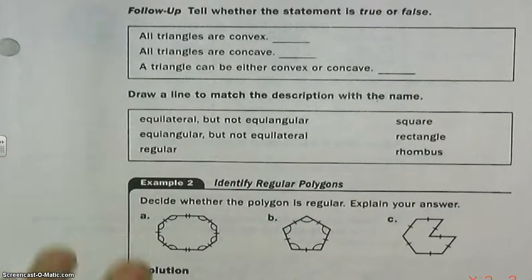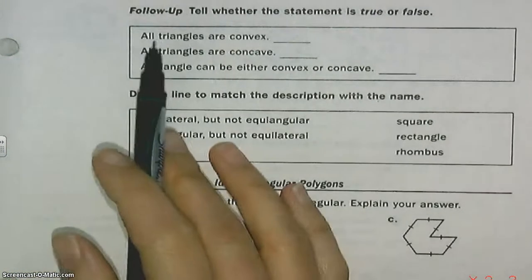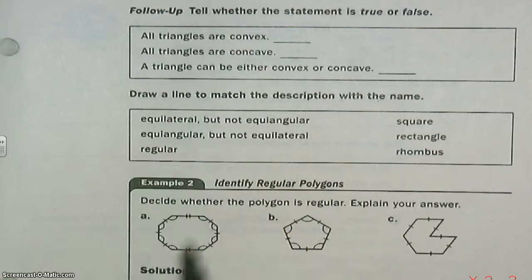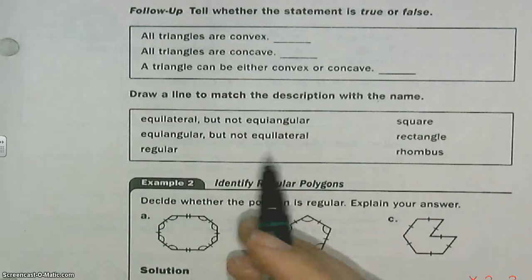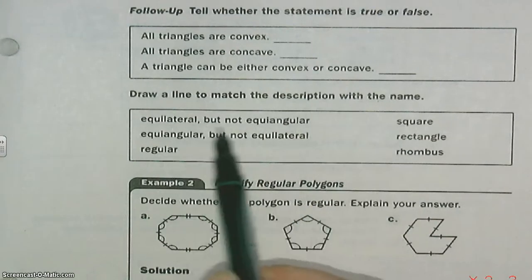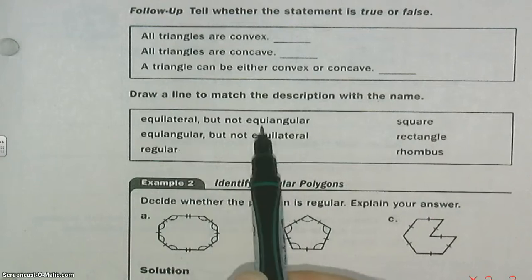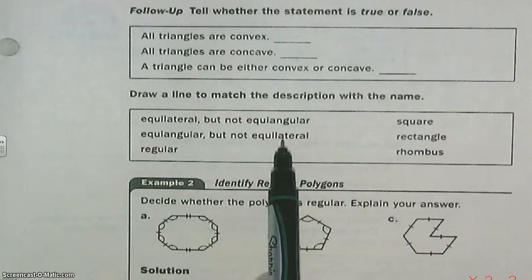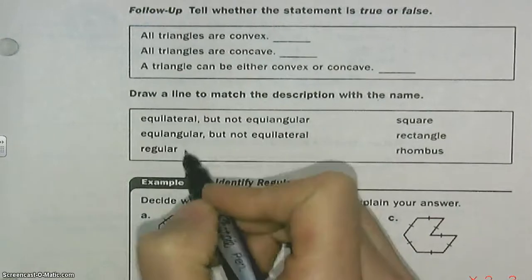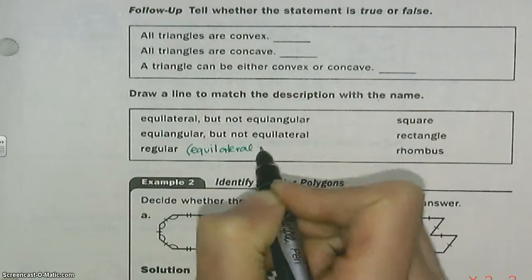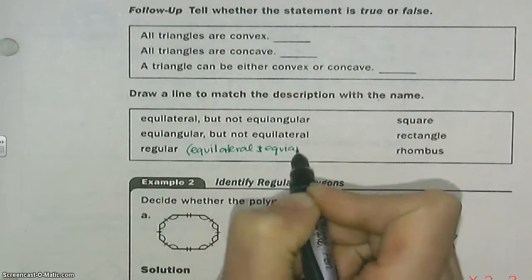You're going to do the follow-up. Tell whether the statement is true or false. All triangles are convex. All triangles are concave. A triangle can be either convex or concave. So think about triangles. Try to draw some. And then draw a line to match the description with the name. Equilateral but not equiangular. So all the sides are the same but not all the angles. Which shape is that? All the angles are the same but not the sides. Choose that. And then the regular means equilateral and equiangular. Which shape is that?